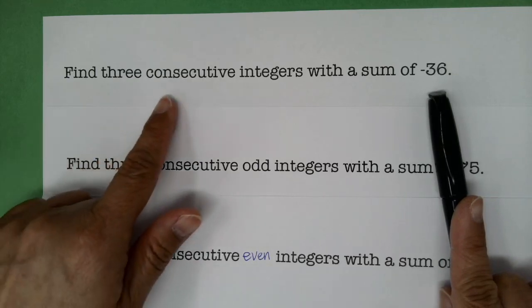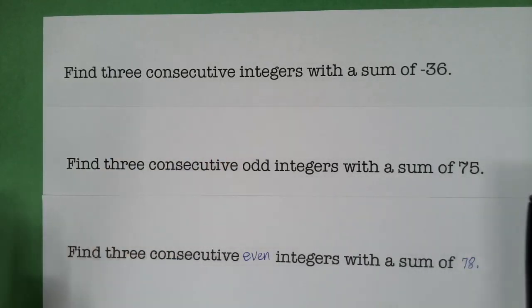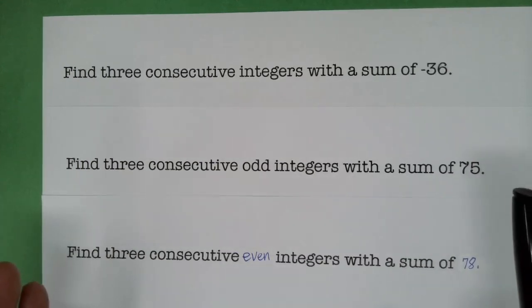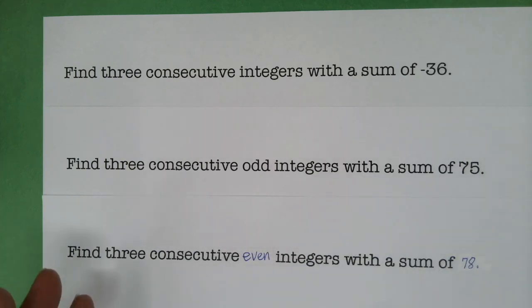Three consecutive. Consecutive means one after the other. For example, we have 1, 2, 3, or 5, 6, 7. So they are in correct sequence, right?